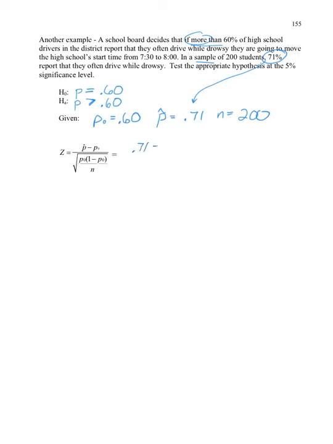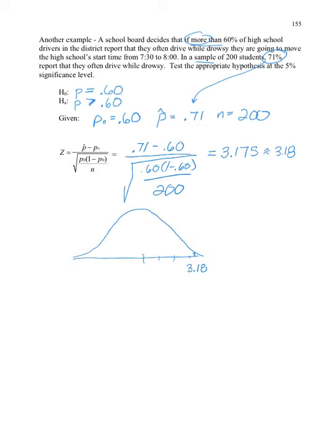0.71 minus 0.60 divided by the square root of 0.60 times 1 minus 0.60 all over the sample size, which is 3.175, or rounding to 2 decimal places, which we need to do to look it up in the table, 3.18. So we're out here at 3.18.